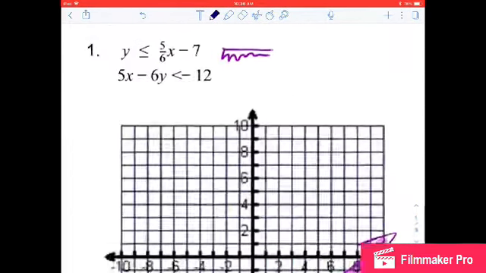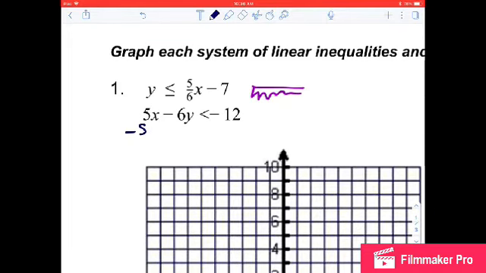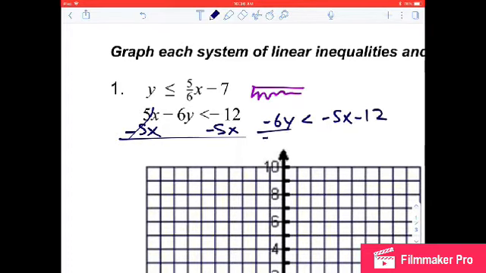So for this one, I have to get y by itself first. So I'm going to subtract 5x. I get -6y less than -5x minus 12. And then I go ahead and divide by -6. And when I divide by a negative, I need to flip the symbol. So that's going to flip around. Y greater than 5 over 6x plus, since negative divided by negative is positive, 2.